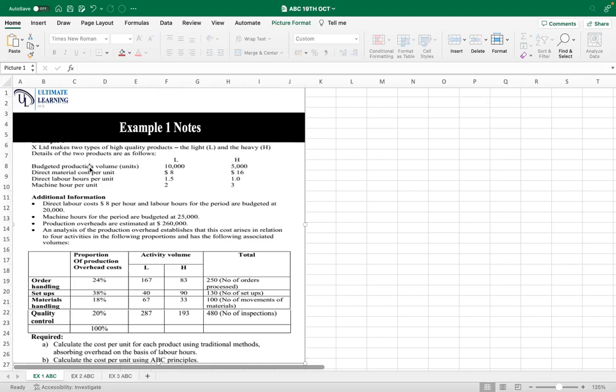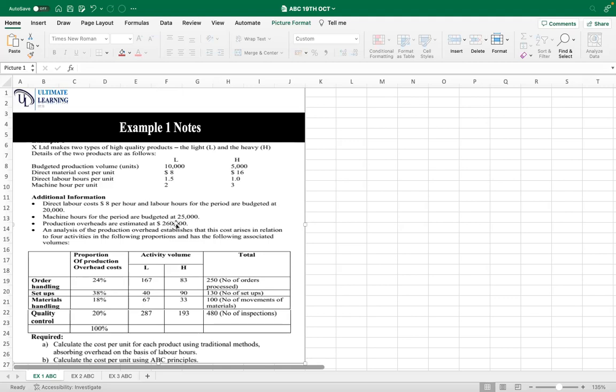Details of the 2 products are as follows. You have L and H production units, 10,000 and 5,000. We have direct material cost per unit. Cost is money, so it's dollars. But next, take note, it is direct labor hours per unit: 1.5 and 1. Machine hours per unit is 2 and 3. Additional information: direct labor costs $8 per hour, and labor hours for the period are budgeted at 20,000. Machine hours for the period are budgeted at 25,000. Production overheads are estimated as 260,000.